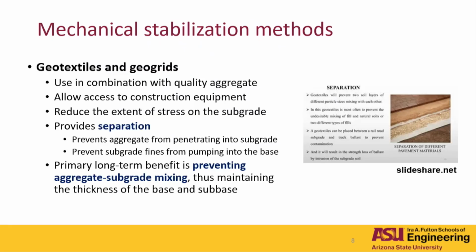Geotextiles and geogrids, we're going to talk a little bit more at length in the second hour. They are used in combination with quality aggregate, and what they do is allow access for construction equipment. You put a geotextile, you put a geogrid, and now you have at least a platform that will distribute the stress a little bit better. So you don't have punching failures when you get your road equipment in there; you have a more general failure, okay? You can have failure, but it's general. They reduce the extent of stress on the subgrade.